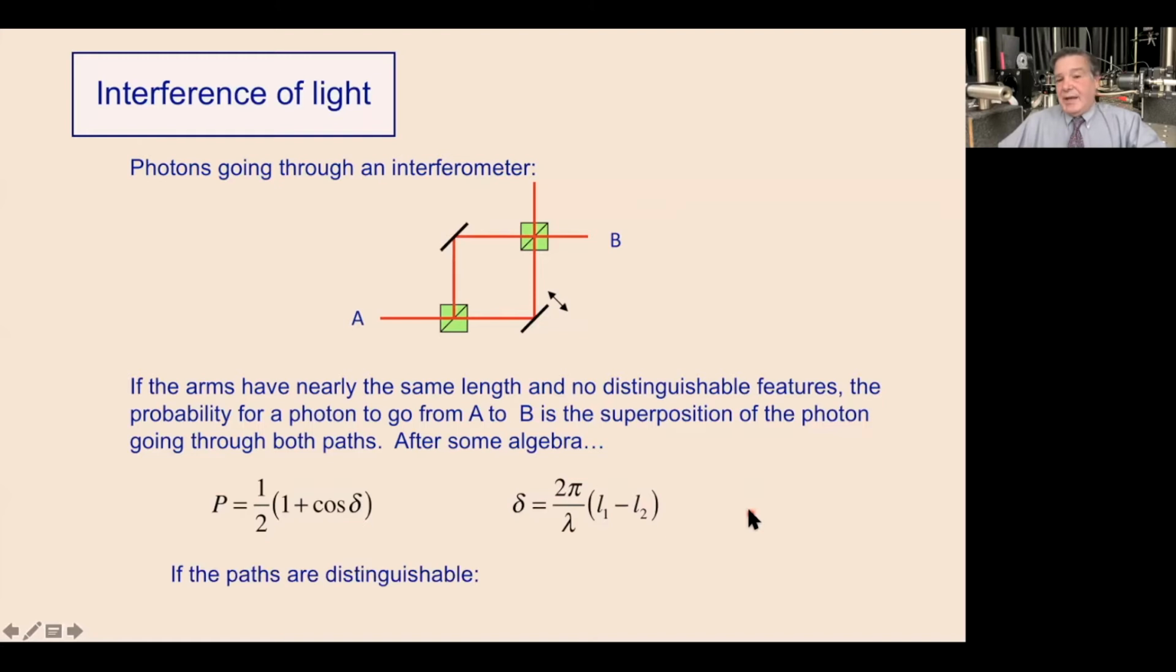But if the paths are distinguishable in some way, and in this talk I'll tell you about those situations, then the probability is just 1/2, constant, independent of delta. That's what distinguishes it from interference, because here the variation of delta leads to variations in the probability.